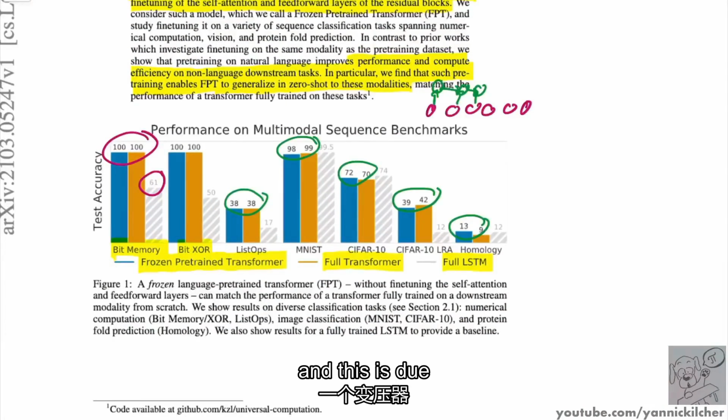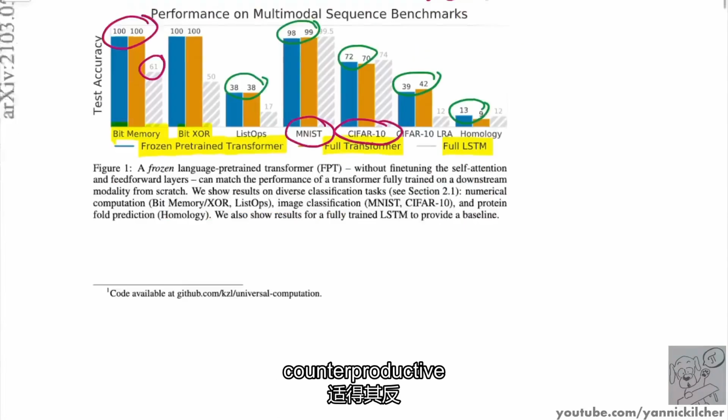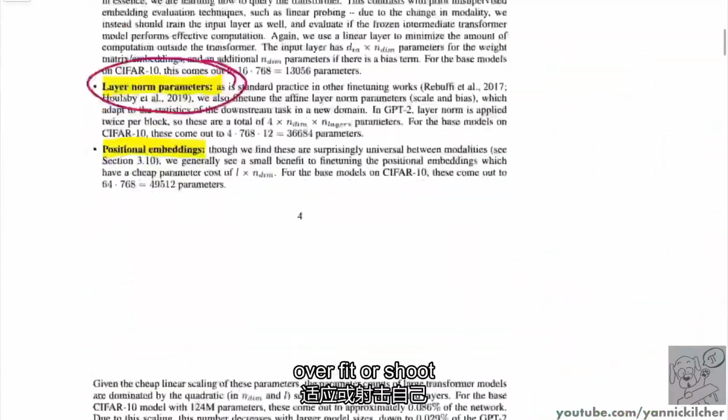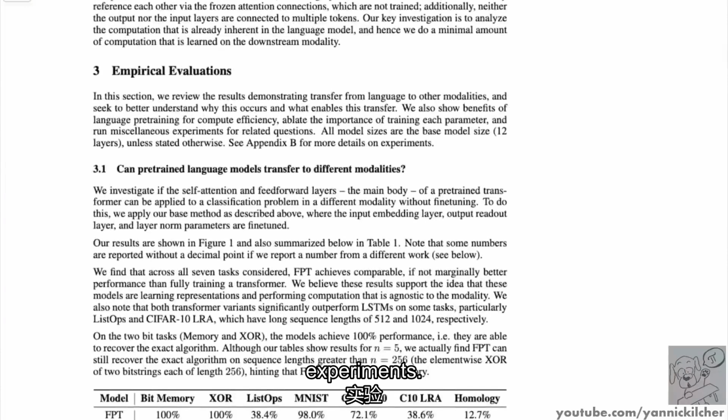And this is due, I think, and I think the paper agrees, to the fact that we are in sort of the low data regime, at least for the natural data sets like MNIST or CIFAR10. We don't have too many data points. So training a big transformer with all the parameters could even be counterproductive because we're just going to overfit or shoot ourselves in the foot. All right, let's go through these experiments.